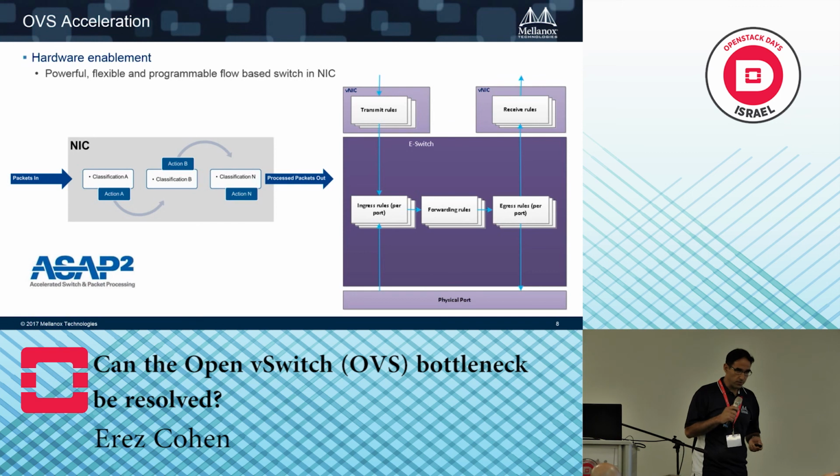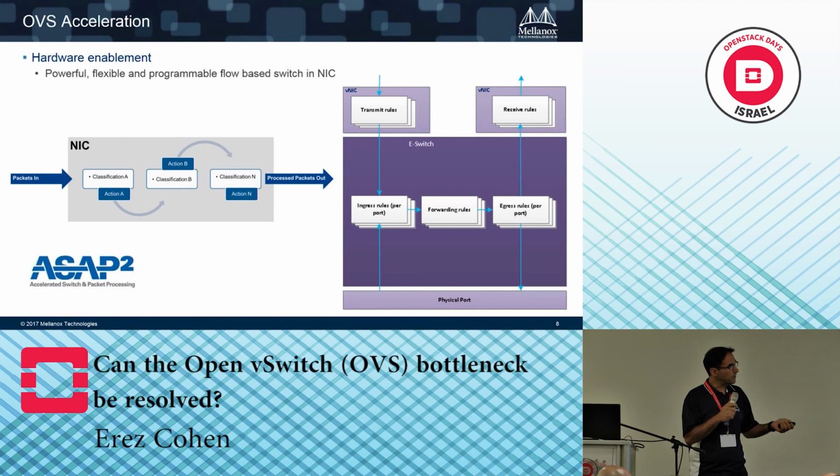So in our hardware, in our network adapters that you can see in our booth outside, inside the adapter we have a switch. We're talking about vSwitches, virtual switches. In our adapter we have an eSwitch, embedded switch. It's a real switch. It's not implemented in software. It's not implemented in a CPU. It's a real physical ASIC, silicon, that implements a very advanced flow-based switch.